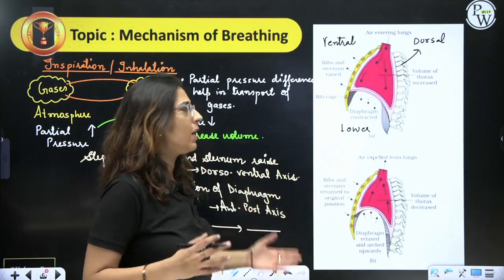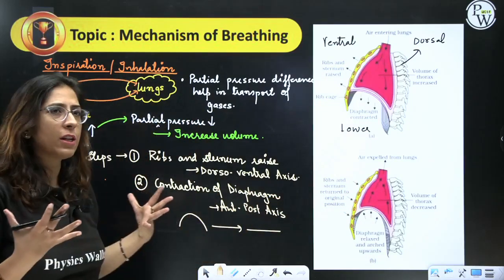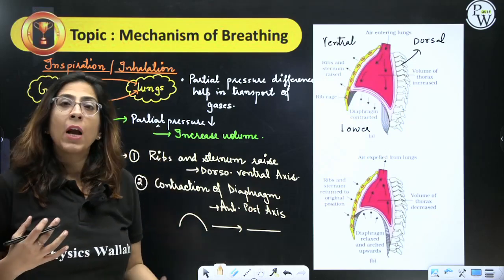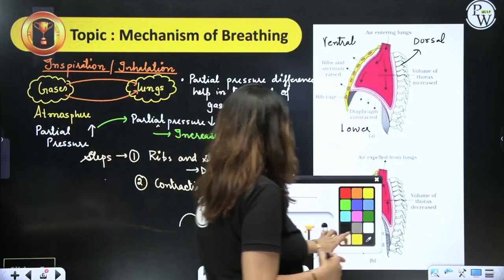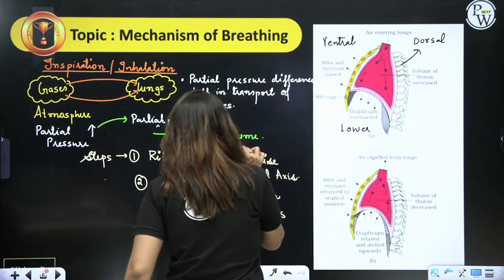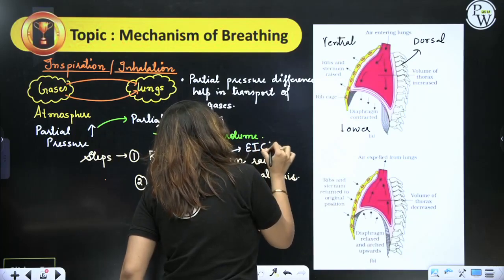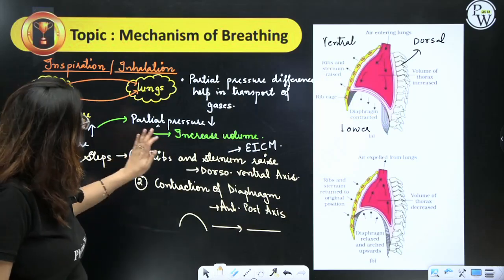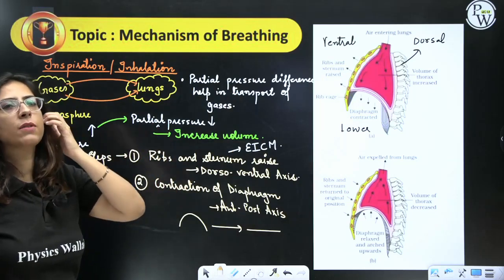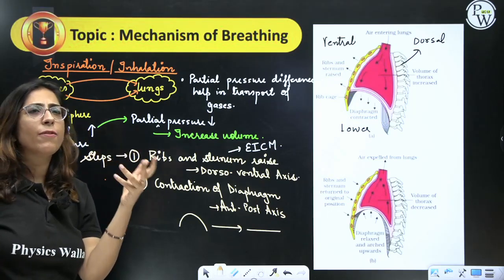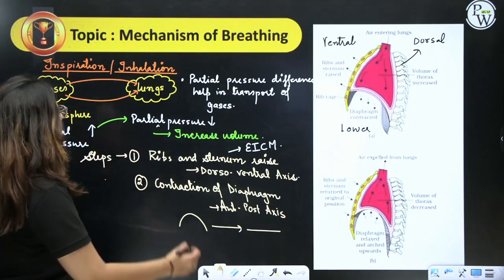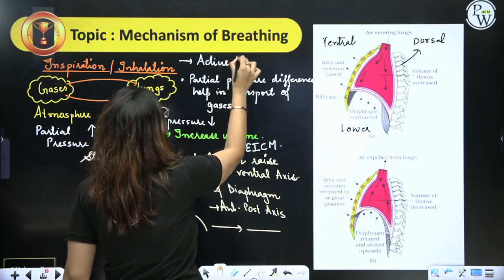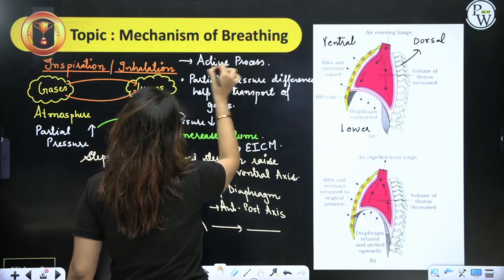This diagram is your NCERT. Now, the inspiration process involves the contraction of these muscles, the ribs and the sternum. Specifically in the ribs, there is one muscle termed the external intercostal muscle, whose contraction helps in raising the ribs. Contraction of these two muscles is happening, contraction away from the normal state. So that means it's an active process. It requires energy. Clear?